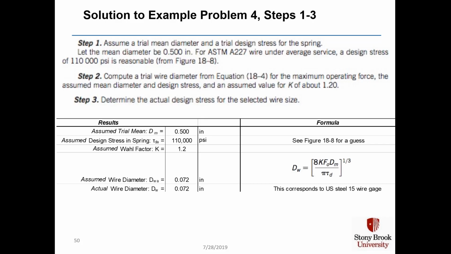In step 1, we will assume a trial mean diameter of 0.5 inches and a trial design stress of the spring of 110,000 psi. We will then compute a trial wire diameter from equation 18.4 for the maximum operating force, assuming the mean diameter of 0.5 inches, the trial design stress of 110,000 psi, and an assumed value of wall factor K of 1.2. And this assumed wire diameter is 0.072 inches, which is very convenient indeed because it corresponds to US Steel 15 wire gauge, which is also 0.072 inches.